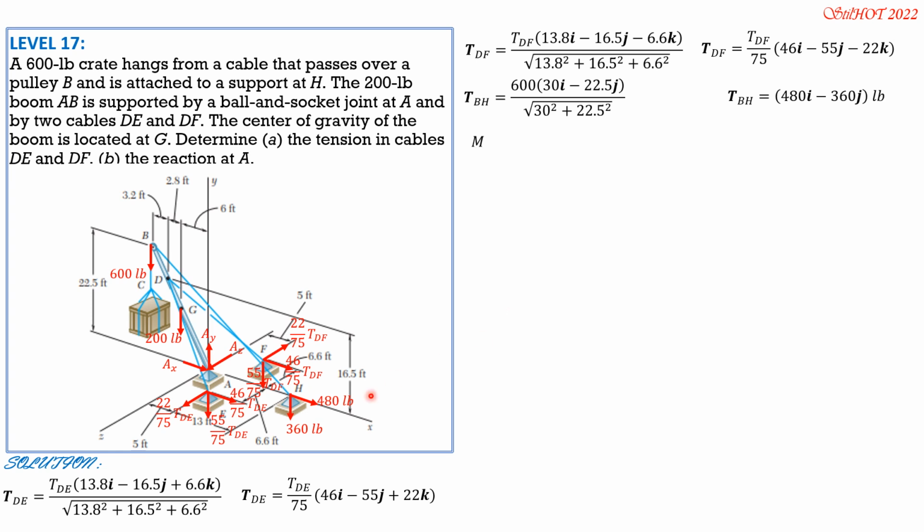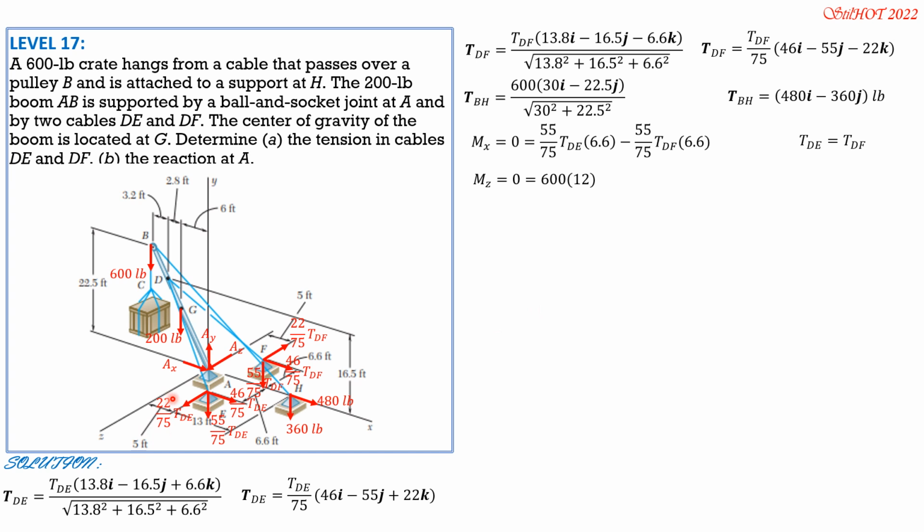So first, summation of moment about X equals 0, equals, by right thumb rule, 55 over 75 tension DE times 6.6, then minus 55 over 75 tension DF times also 6.6. So those are the forces involved. The rest are either parallel or they pass through. So 600 and 200 and 360 are not involved because we sum up moment about X. So therefore tension DE equals tension DF from this equation. So if we sum up moment about the Z-axis, then we can now compute the tensions.